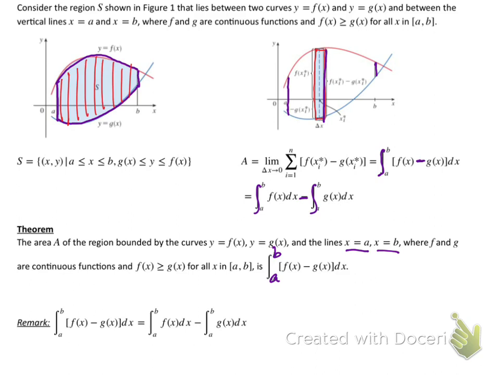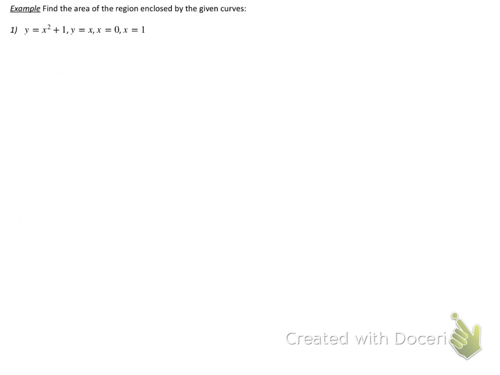Let's see some examples. The first one, we are looking for the area of the region bounded by these functions. So of course, the first thing will be to draw all these curves. Well, x equals 0 is the y-axis. x equals 1, I guess it will go somewhere here.